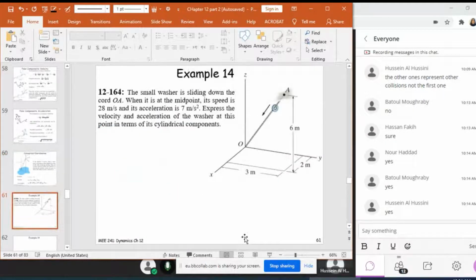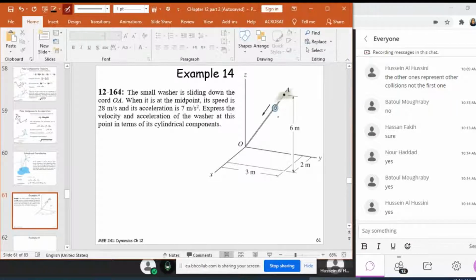That's it. I'm going to start with the first problem here. I have the small washer that is sliding down the cord OA. When it is at midpoint, its speed is 28 and its acceleration is 7 meters per second squared. So I know the velocity as well as the acceleration. And I have to express the velocity and acceleration of the washer in terms of cylindrical components, not rectangular components. So I should express them in terms of UR and UZ.